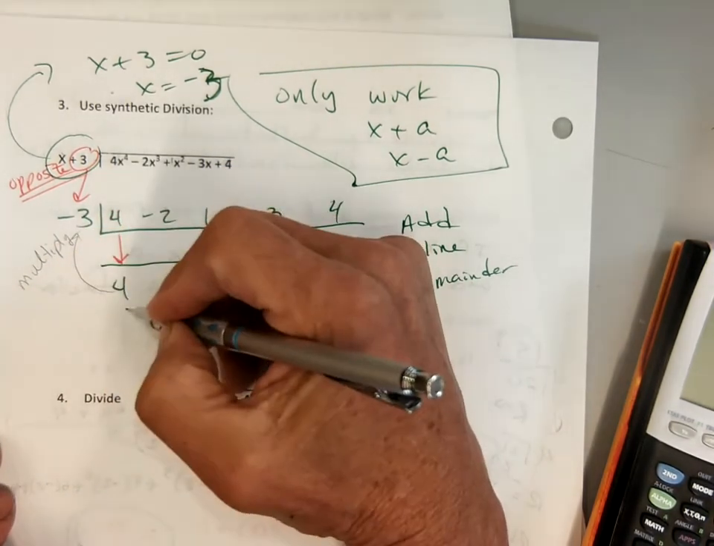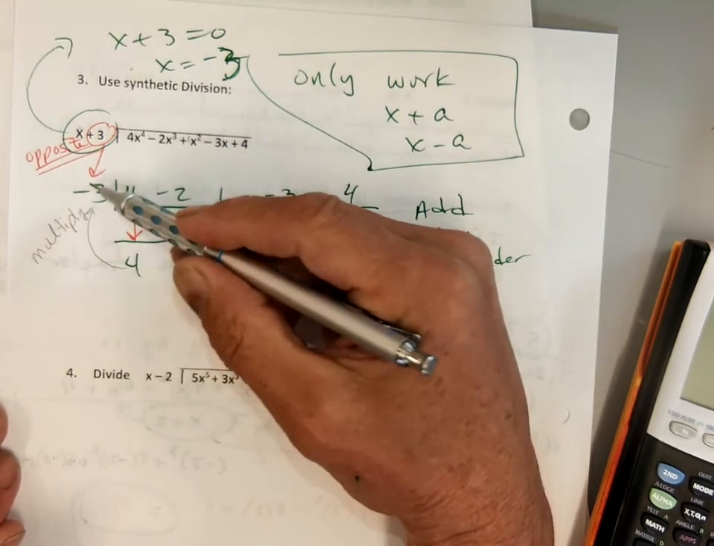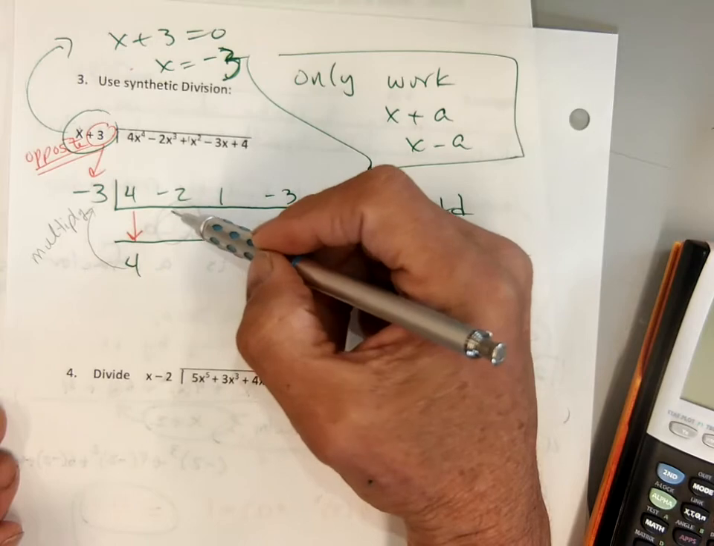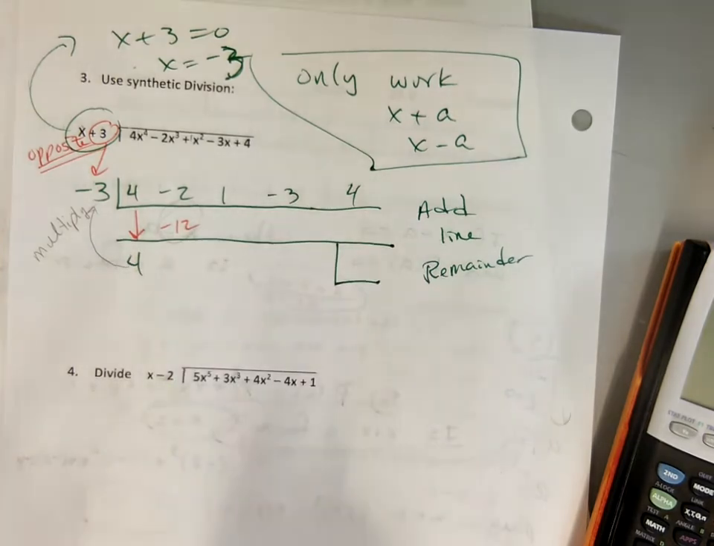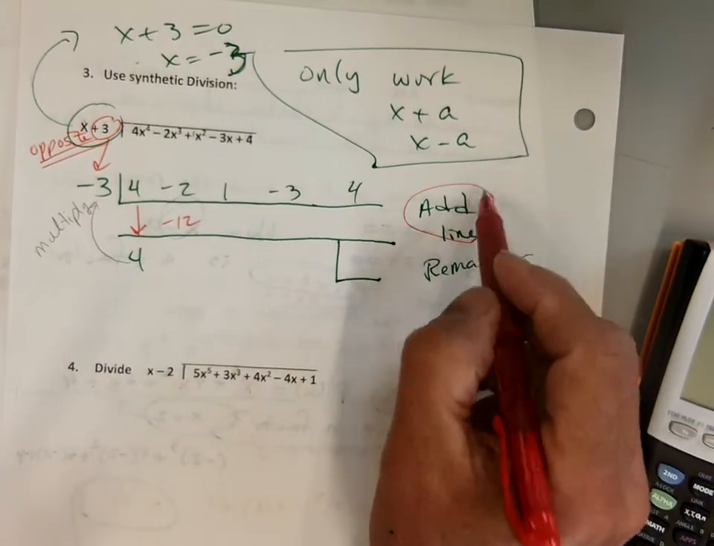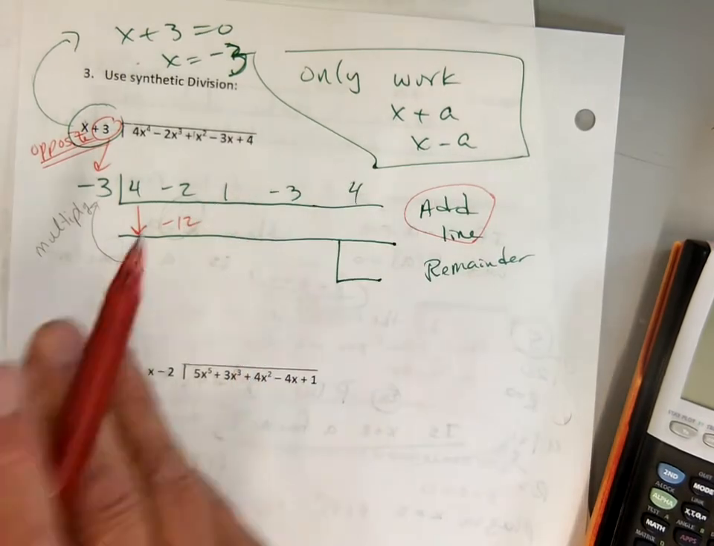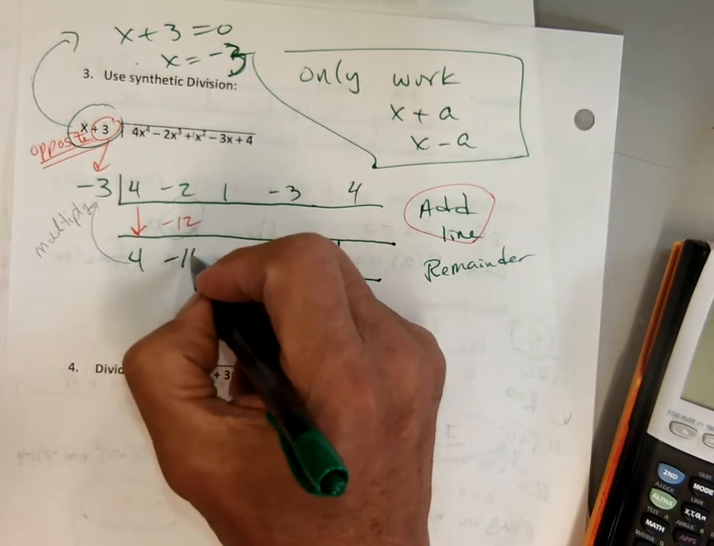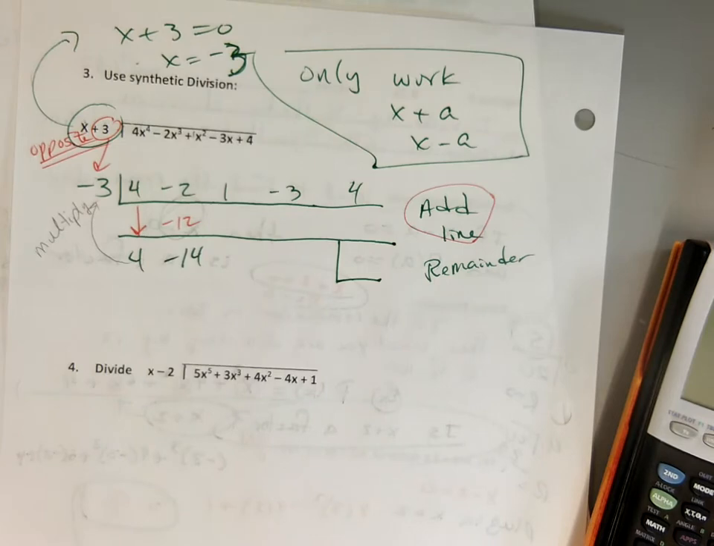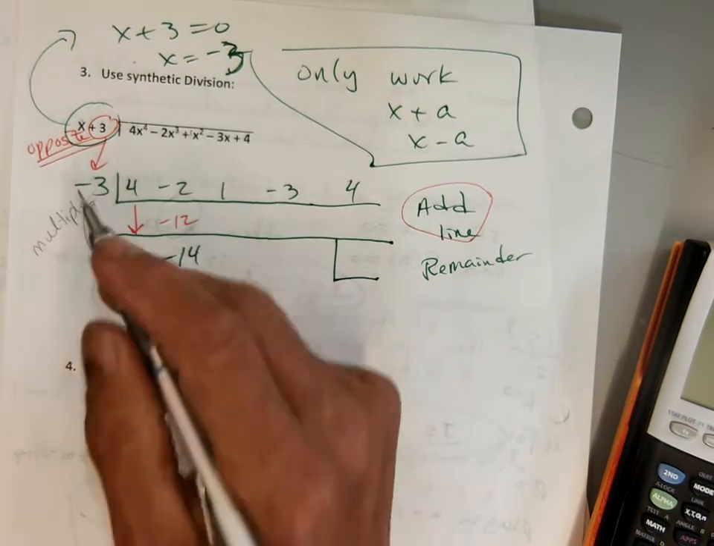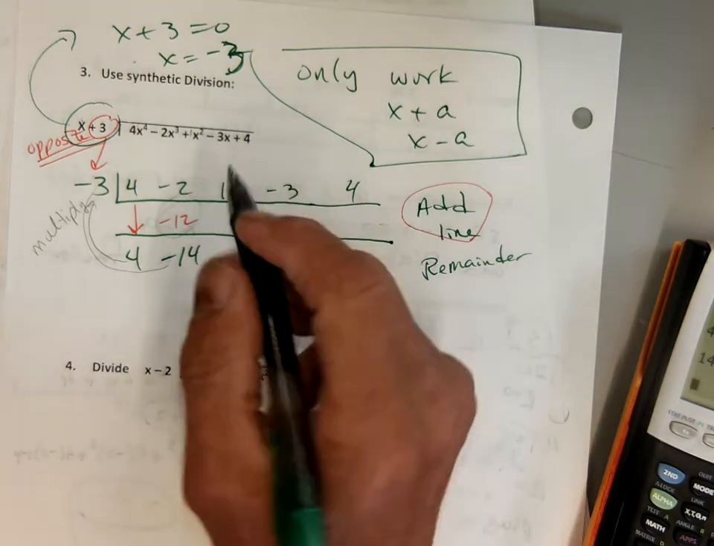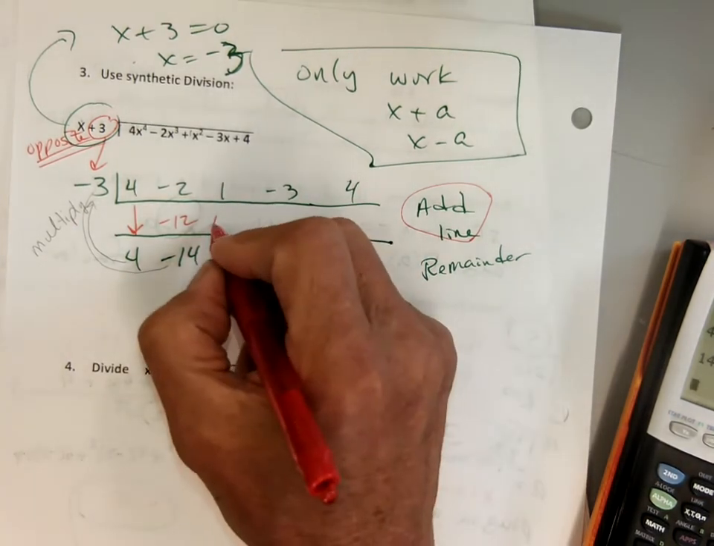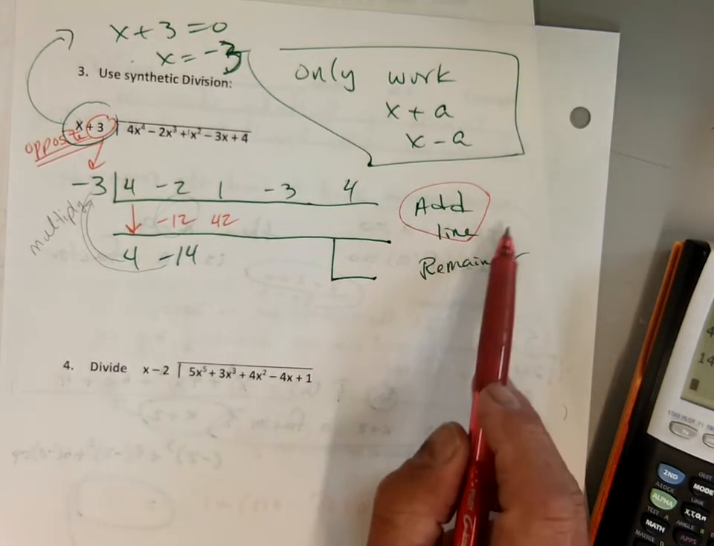So I bring down the first term. I'm going to multiply, and I'm going to put that right here. I'm going to put -12 right there. And then I add. -2 plus -12 makes -14. And then I multiply. -3 times -14, I don't know, that's what calculus is made for. I get +42. And then I add. 43.